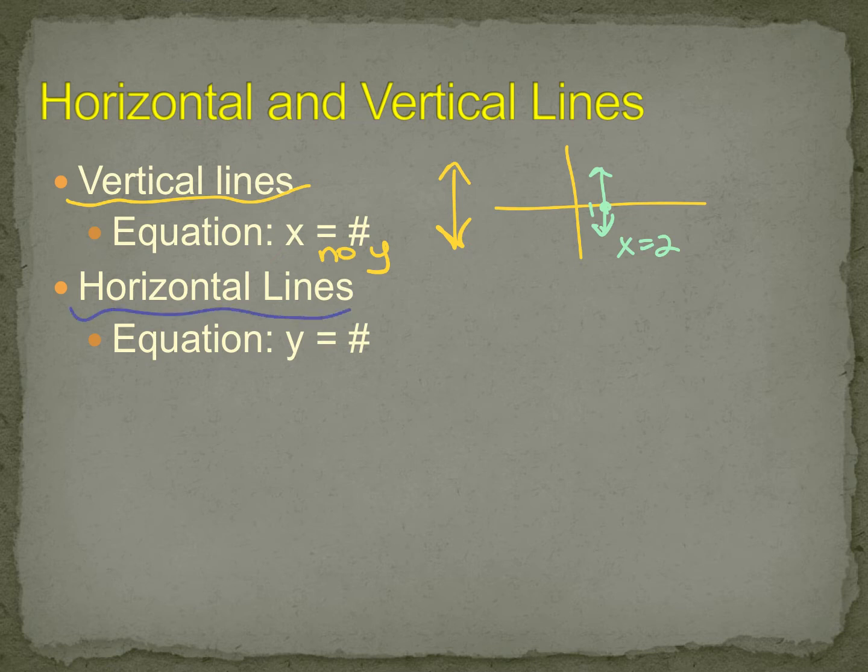Horizontal lines, which point left and right, have an equation that's y equals a number, and there's no x. So this time it would be horizontal. Let's say that's now negative 2, and this would be y equals negative 2. The slope there would be 0.